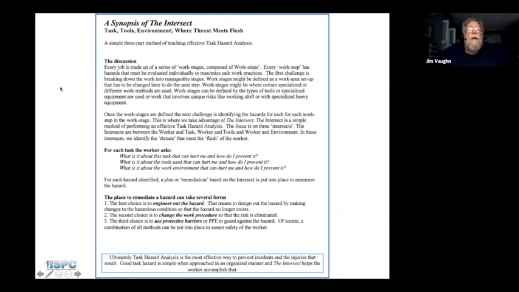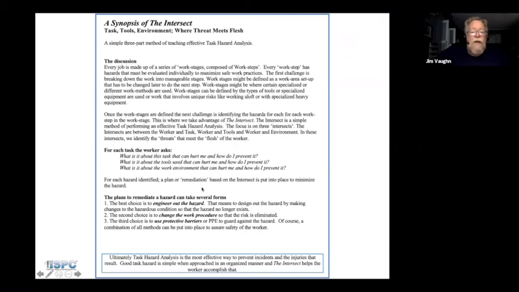This is like a safety meeting or a crew reminder of how this intersect works. So the discussion is up here at the top, made up of a series of work stages composed of work steps. And then you see down here in the middle, for each task the worker asks, what is it about the task that can hurt me? How do I prevent it? What is it about the tools that can hurt me? How do I prevent it? What is it about the work environment that can hurt me? And how do I prevent it?